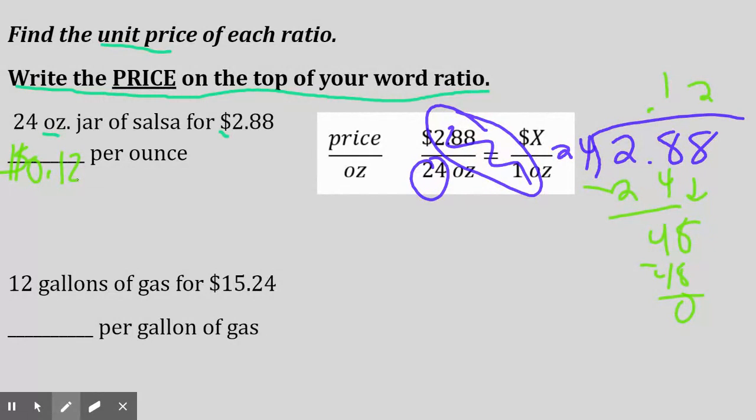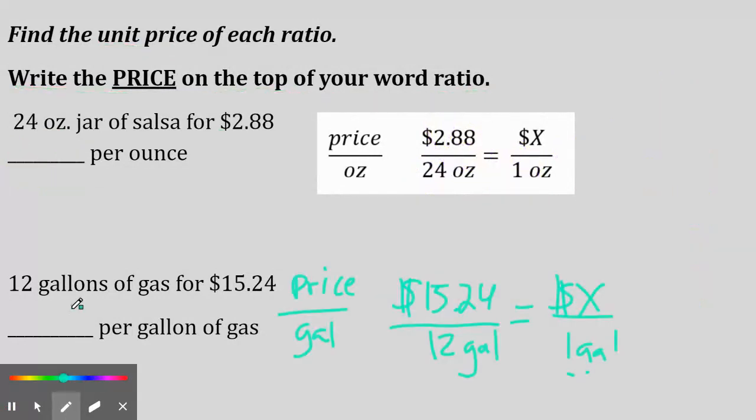All right. So the next question says 12 gallons of gas for $15.24. Go ahead and pause the video. Try that on your own. The first thing I'm going to do is I'm going to do my setup. Okay. So we're going to check the setup first. So once again, first thing I want you to do is set this problem up. All right, so hopefully you pause the video and your setup looks something like mine.